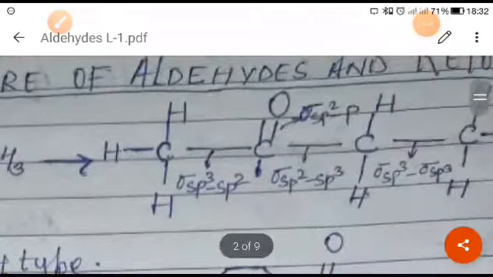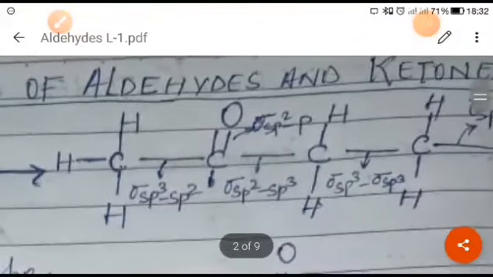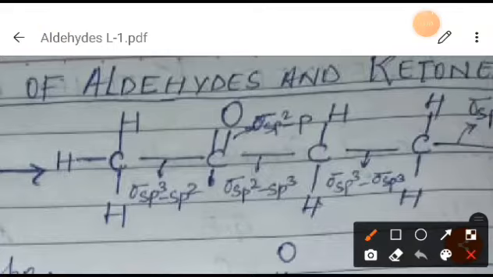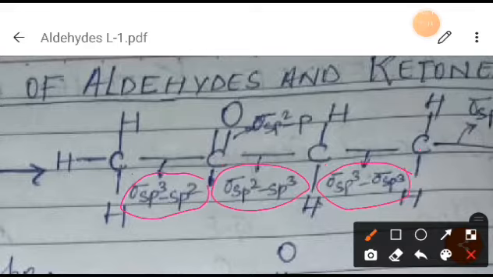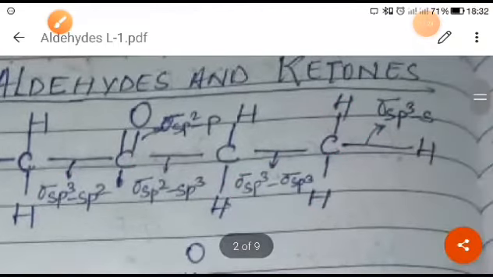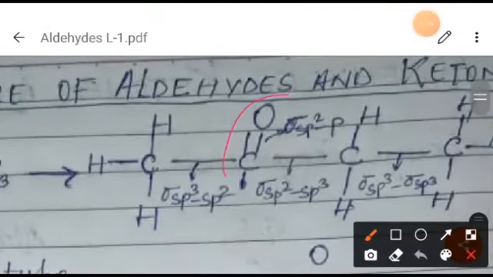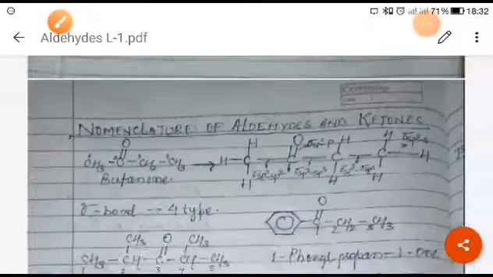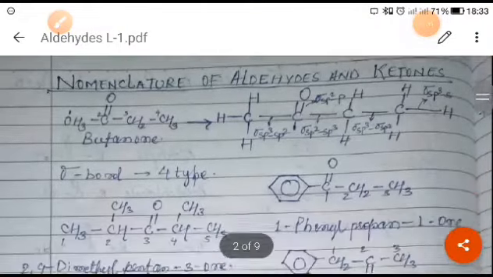Now if you look at the type of bonding, between this carbon and this carbon there is a sigma bond, which is an sp3 and sp2 sigma bond, right? Between this and this carbon there is again sp2 and sp3, and between this carbon and this carbon, again sp3 and sp3, okay? And between this carbon and hydrogen, as you can see, there is sp3 and s. After that, between this carbon and oxygen, there is a sigma bond of sp2 and p, right? So these are some of the types of sigma bonds present in this compound, okay?